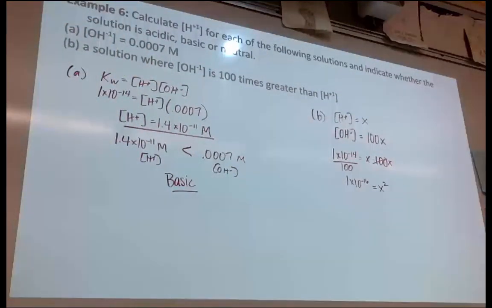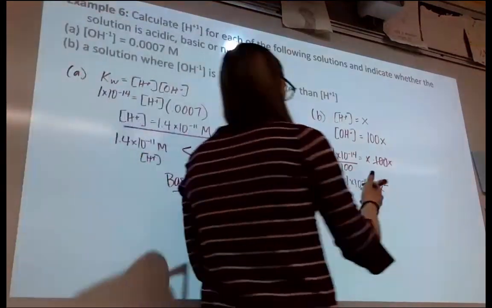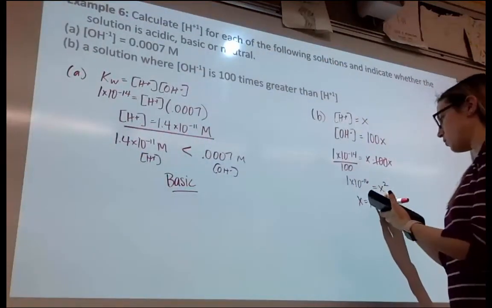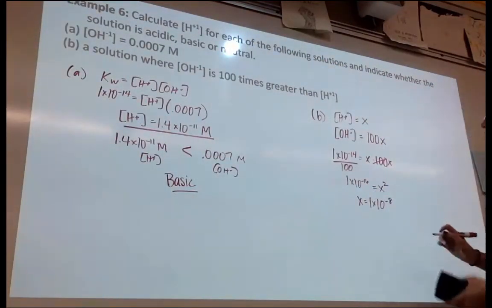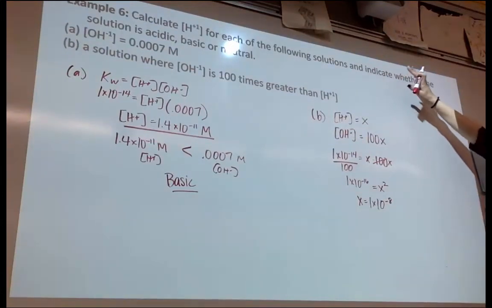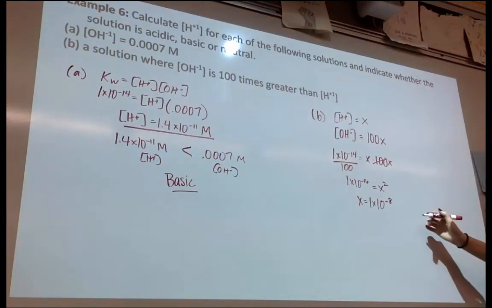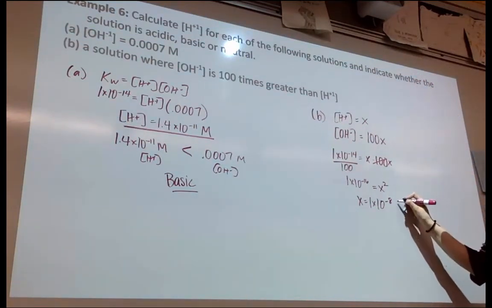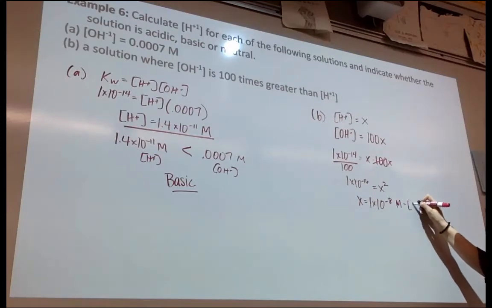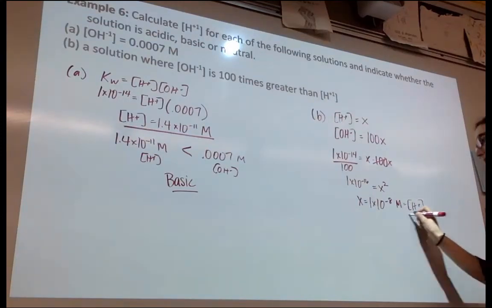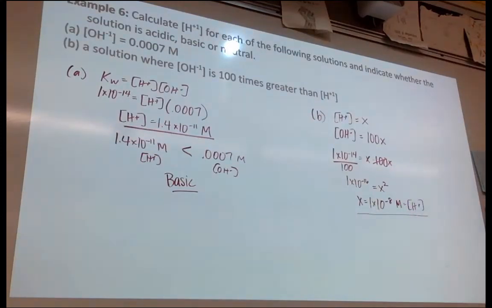So now we can take the square root. X is 1 times 10 to the negative 8th. Again, if you go back and compare, we want to calculate H plus. X is H plus. So here's the first part of my answer, 1 times 10 to the negative 8th.